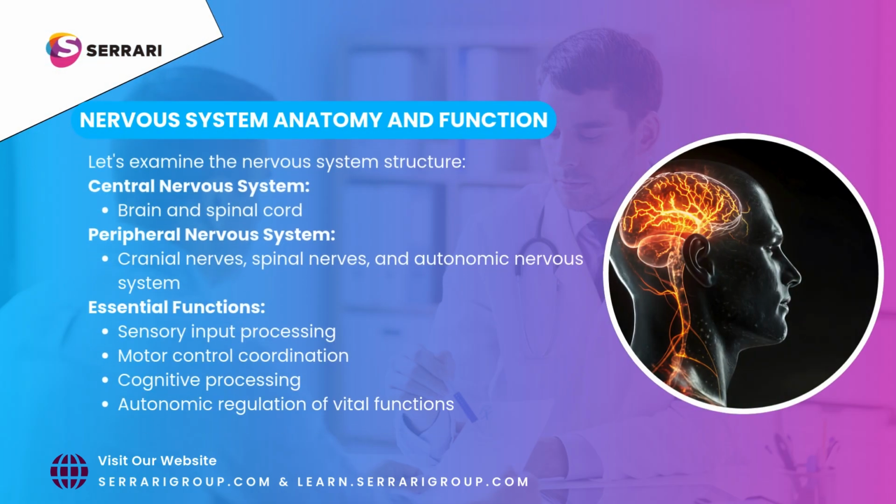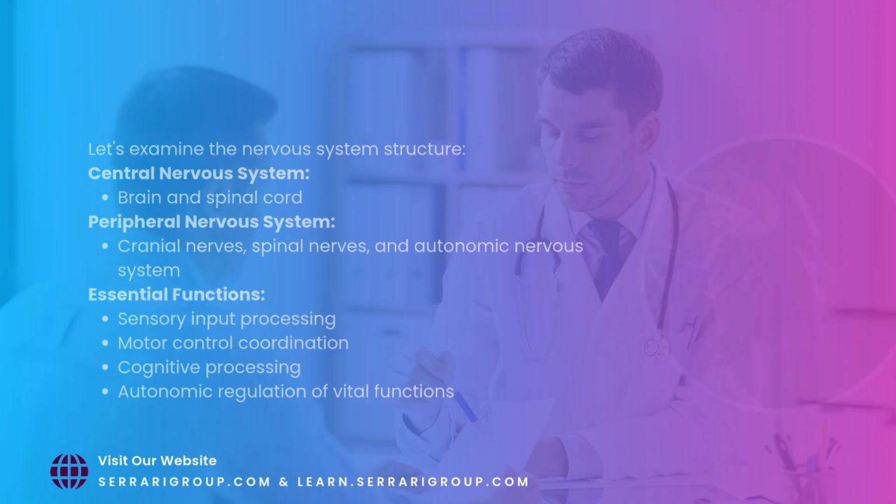Nervous system anatomy and function. Let's examine the nervous system structure. Central nervous system: brain and spinal cord. Peripheral nervous system: cranial nerves, spinal nerves, and autonomic nervous system. Essential functions: sensory input processing, motor control coordination, cognitive processing, autonomic regulation of vital functions.